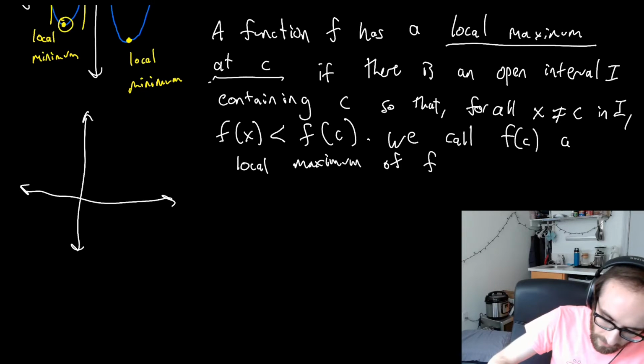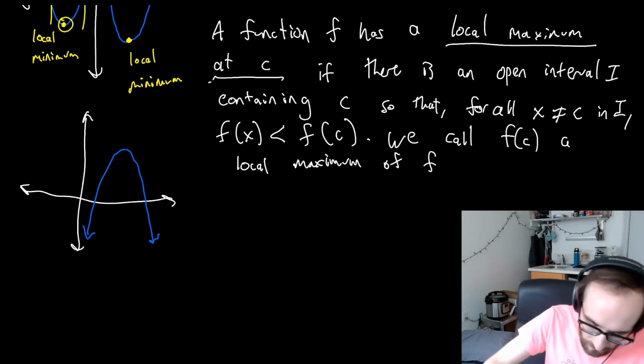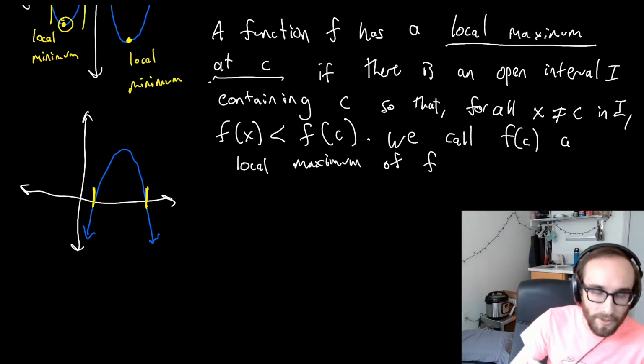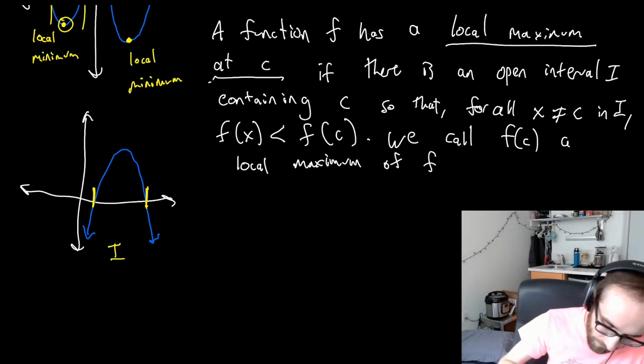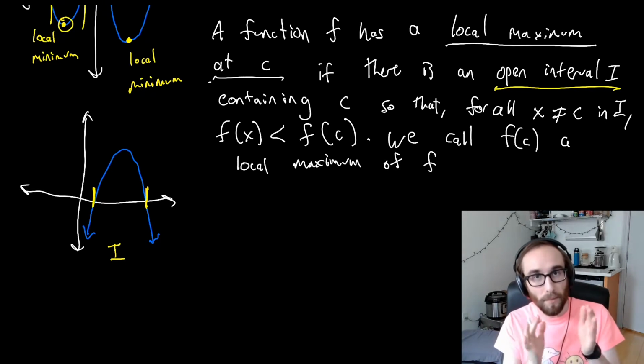Let's look at a parabola. Like that. Okay, so here's our graph. We have a downward facing parabola. And then let's define our interval I. Let's just define it from here to here, the x-intercepts. So this is our interval I. And again, we're defining our open interval I, so some area of the graph.